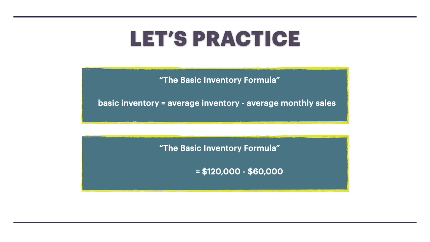So let's practice our basic inventory formula. Basic inventory is going to equal our average inventory minus our average monthly sales. So again, it's our average inventory, $120,000, minus our average monthly sales of $60,000, which will result in $60,000.